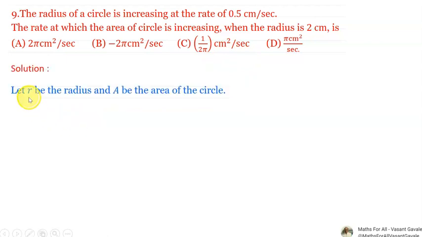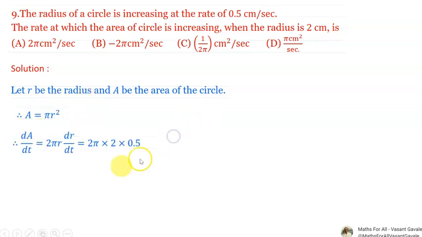Okay, now the solution. Let r be the radius and A be the area of the circle. A equals pi r square. dA upon dt equals 2 pi r into dr upon dt. Now substitute the values: 2 pi, the value of r is 2, dr upon dt is 0.5. After the simplification, you will have 2 pi centimeter square per second, and hence option A is correct here, that is 2 pi centimeter square per second. Now the next.